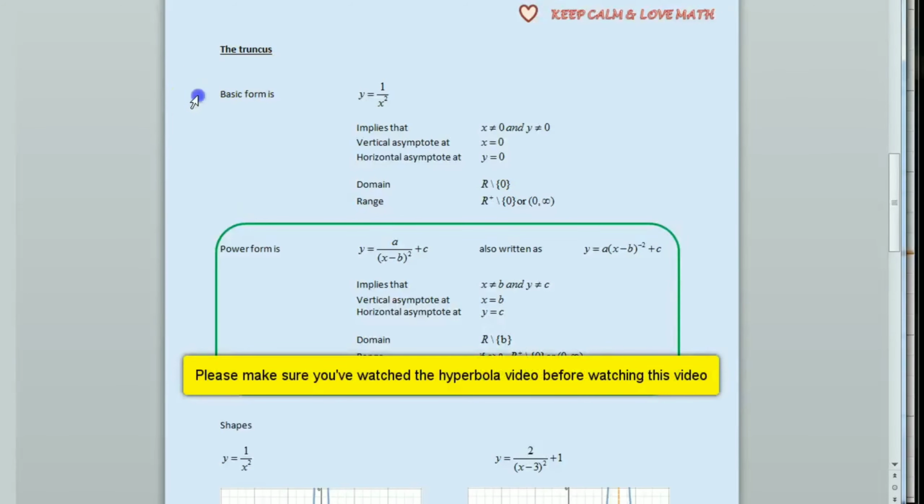The basic form of the truncus is y equals 1 over x squared. As with the hyperbola, this implies that x cannot equal 0 because 1 over 0 is undefined, and also y will not equal 0 because there's no value of x such that 1 over x will give us a 0 value.